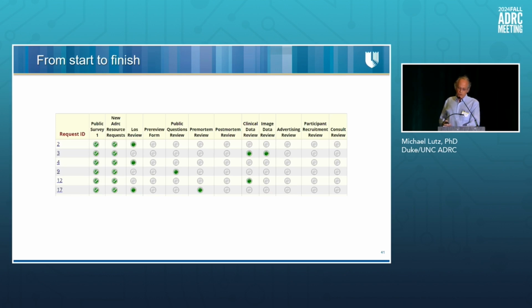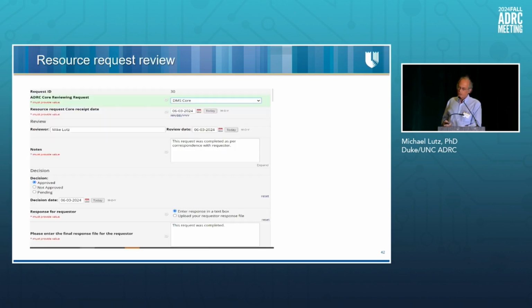This chart gives an overview of the entire resource request and review process from start to finish based on the various REDCap forms. After the request is made, emails to the core start the review process with a form for different resources: data, imaging data, samples, and consults.